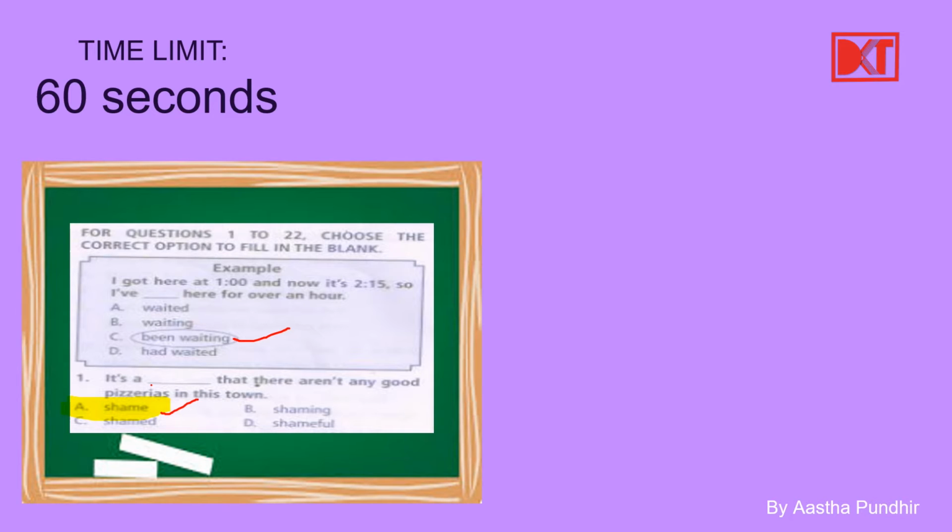It is a shame. Here we will be filling in a noun, and all the other ones, like here you see B, shaming. This is the verb ing form. Shame plus ing, shaming. Then we have C, shamed. We can call this again to be a verb in the past form, V2 form. Then D, shameful. Shameful is an adjective. Alright.